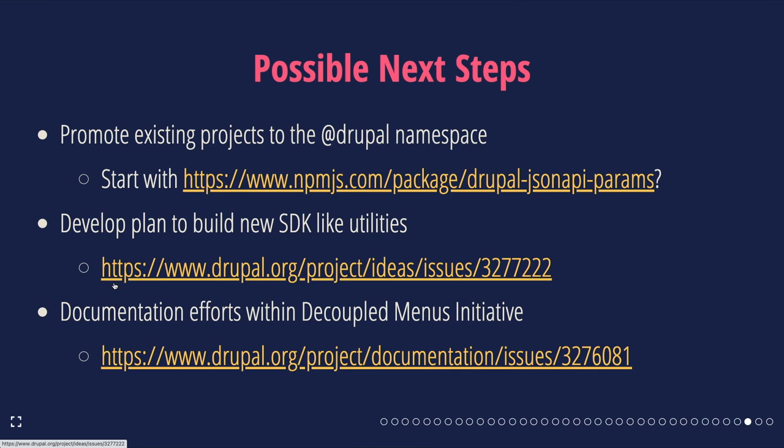What isn't? The Drupal JSON API params is something that this library depends on. I believe Druxt has it as a dependency. It's a great utility that's adopted by the community. That could be a place to start. I've actually had it on my list to open an issue to propose doing that.